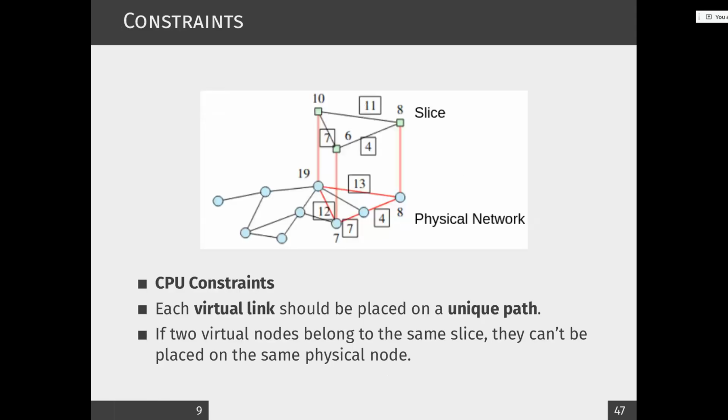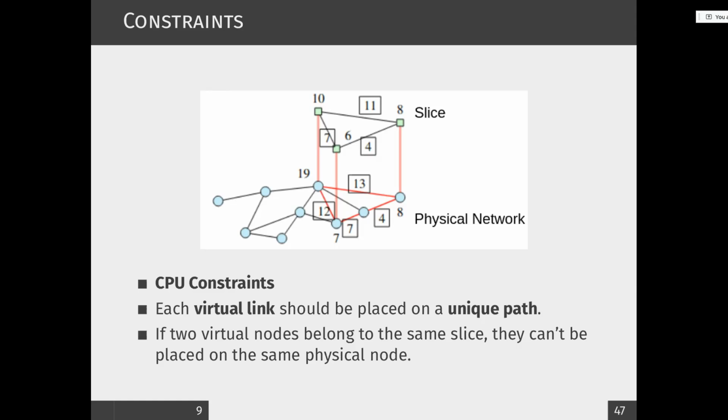So we have several constraints. CPU constraints: you have to make sure you place a virtual node on a physical node that has enough CPU. We also have bandwidth constraints, which is basically the same as CPU. You have to have enough CPU and bandwidth resources. We consider that each virtual link should be placed on a unique path, not on a flow. You cannot split the flows.